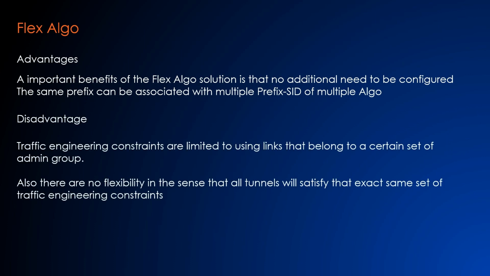But the disadvantage, the drawback of using Flex Algo, of course, is that traffic engineering constraints are very limited to using links that belong to a certain set of admin groups. Also, there is no flexibility, in the sense that all the traffic that satisfies that exact same set of traffic engineering constraints is treated the same. So this is what we discussed about Flex Algo.